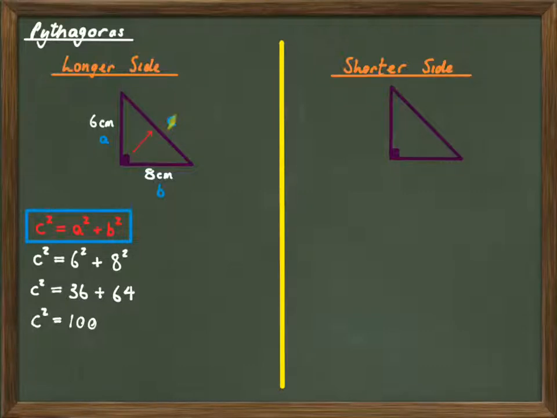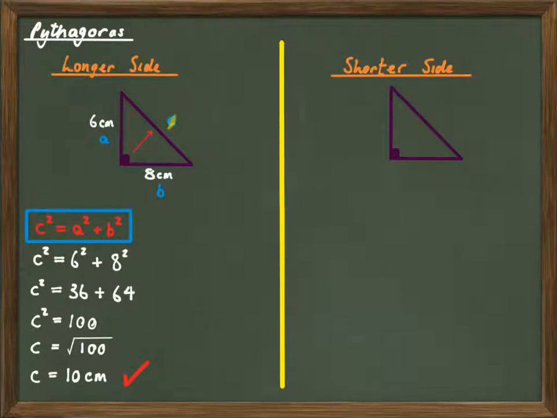Now, to get C on its own, I don't want C squared, I want C on its own. I have to do the opposite of squaring, which is square root. So C on its own is going to be the square root of 100, and the square root of 100 is going to be 10. So C in this case is going to be 10 centimetres.